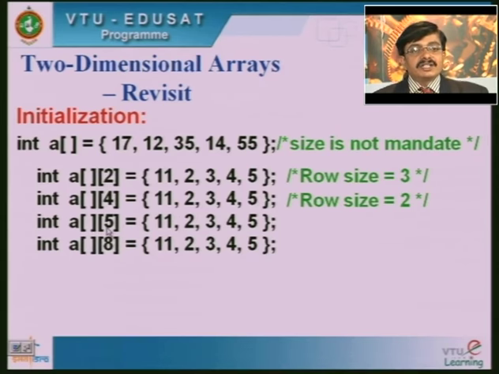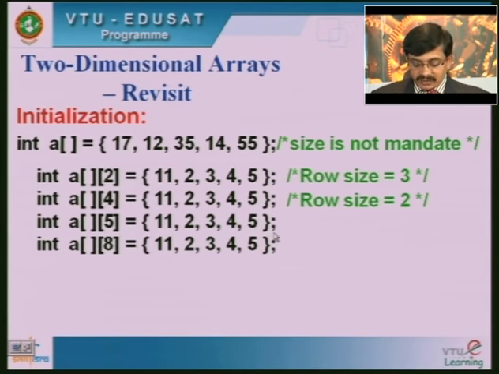Now, look at this particular declaration. Here I am mentioning the column size as 5. The number of elements I am mentioning here is 1, 2, 3, 4, 5. Each of these elements constitutes the elements of the 0th row, and I am not mentioning the remaining elements, that is the elements of the second row, since I have provided only 5 elements here. So, these will be acting as the elements of the 0th row of the 2-dimensional array.